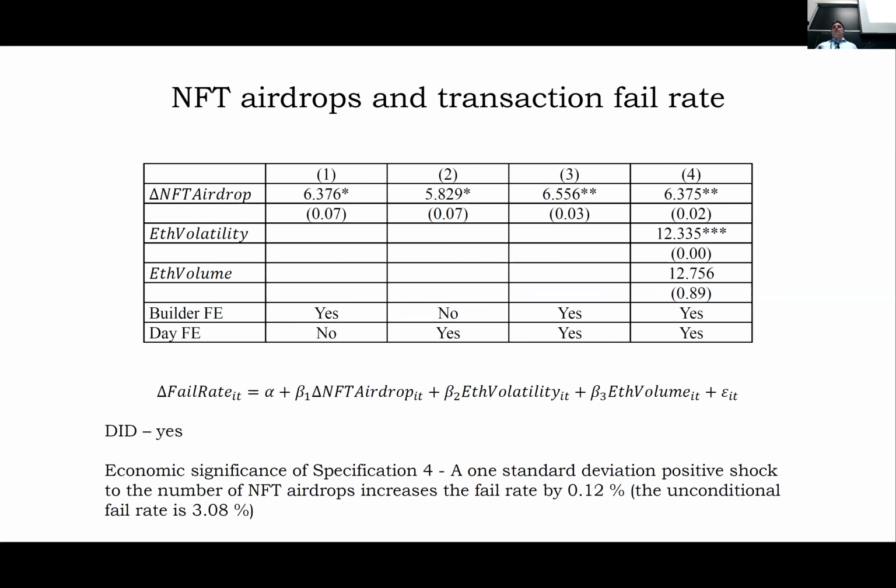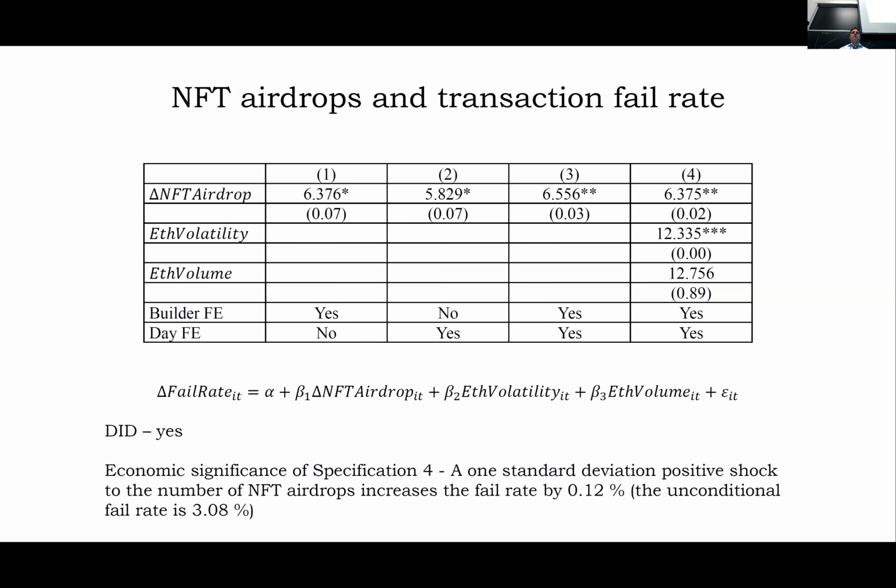And you see again that the coefficient is positive. So that means that, again, if there is an increase in the number of NFT drops on Ethereum relative to Polygon, this is going to increase the failure rate of transactions. So there will be a larger failure rate on Ethereum versus Polygon, right? Because this coefficient is positive.